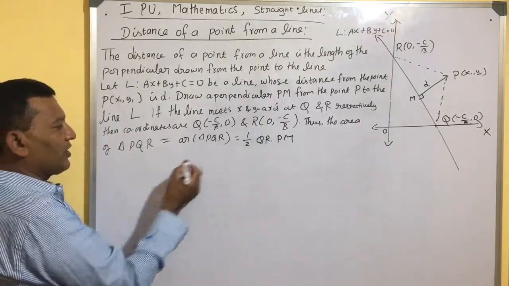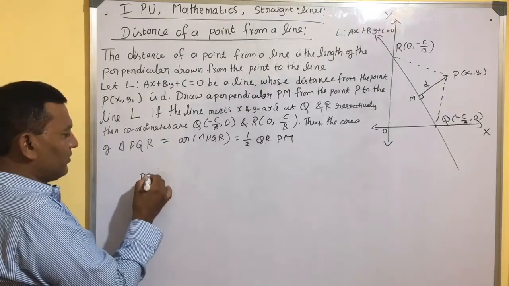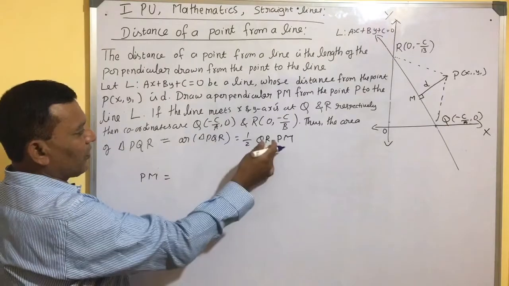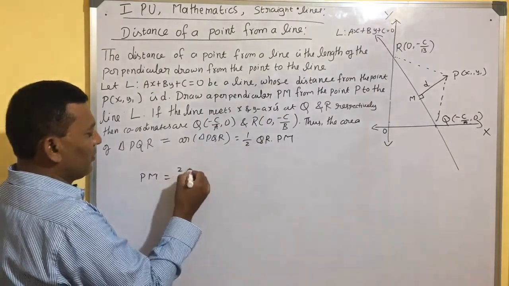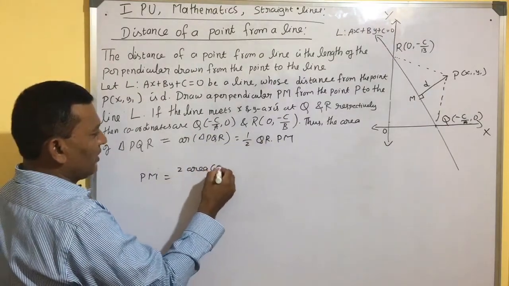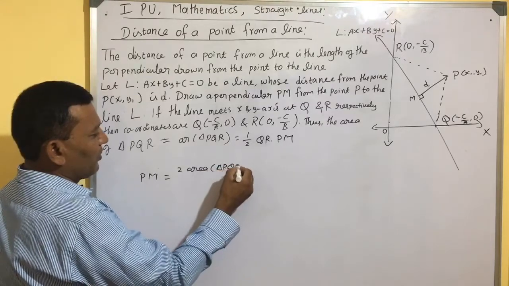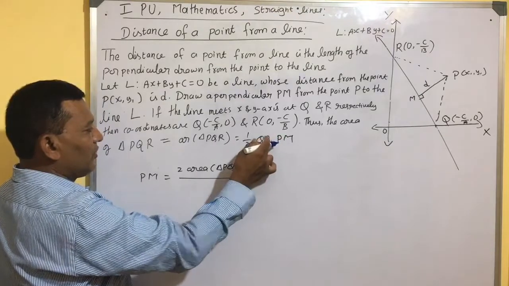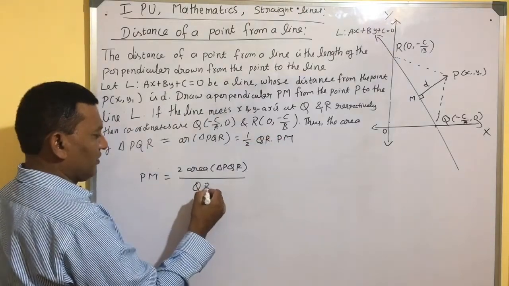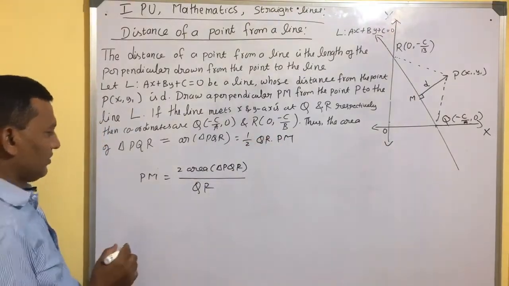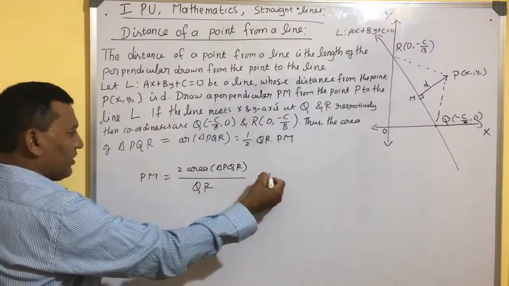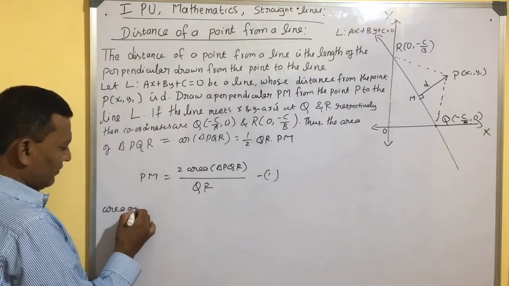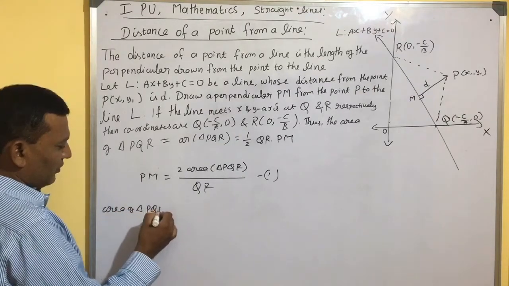Therefore, if you cross multiply, we need PM, the distance d, which is equal to 2 times the area of triangle PQR divided by QR, since QR comes to the denominator. Now we'll deal with them one by one. First we call this equation 1. Now the area of triangle PQR.